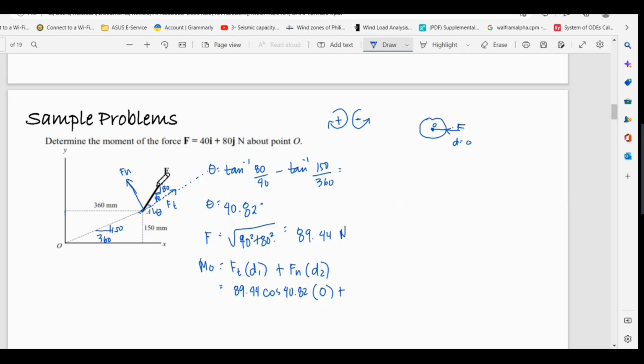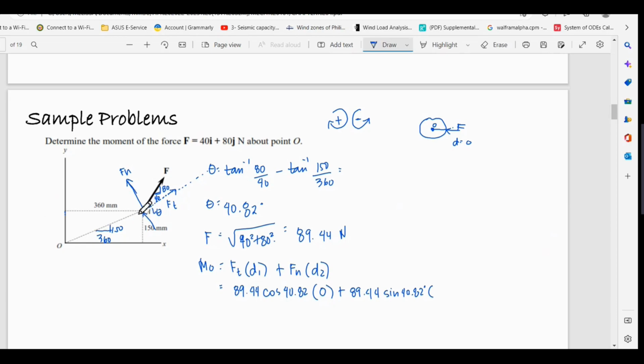Okay, plus, dito na tayo, Fn. Ano yung maging Fn natin? We have F, 89.44 at sine of 40.82 degrees. So, ano yung magiging distance perpendicular to our point O? So, ito yung Fn natin. So, maghahanap ngayon tayo ng distance that is perpendicular to our point O. Di ba ito yan? This distance. That if we tend to put a force dito sa ating line dito, anong mangyayari dito sa line? For example, ililipat natin yung Fn natin dito. So, mag-apply tayo ng force Fn dito sa tip of the line. So, anong mangyayari sa line na to? Magro-rotate siya.